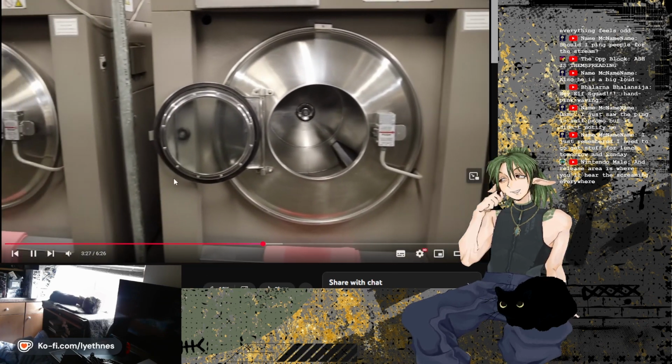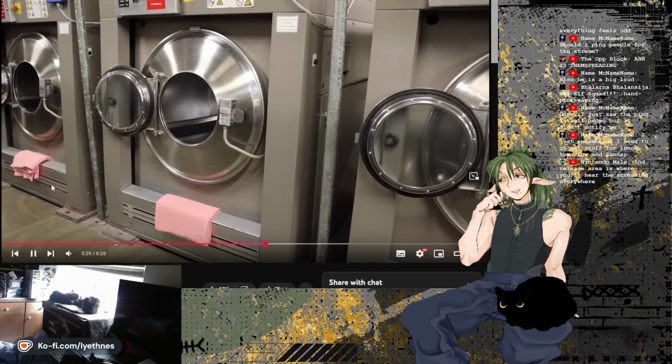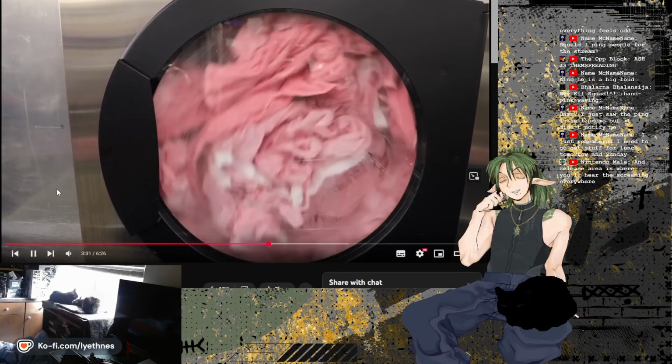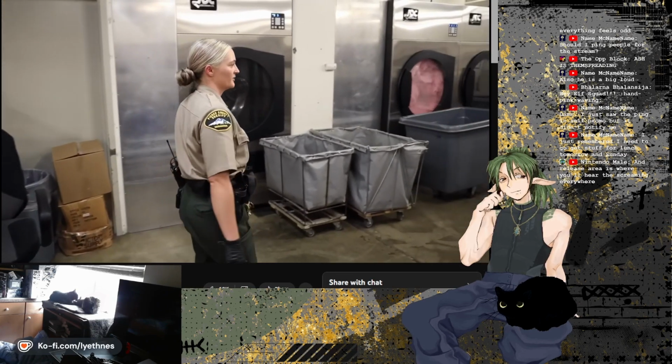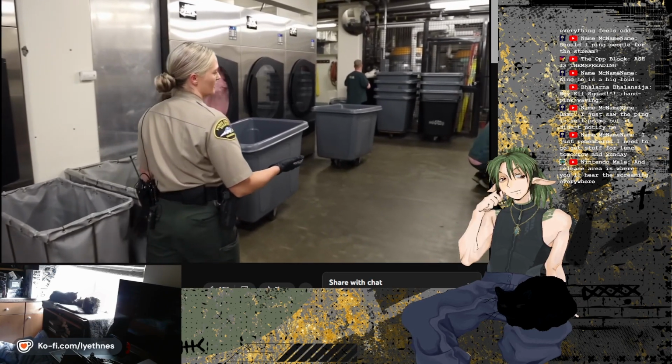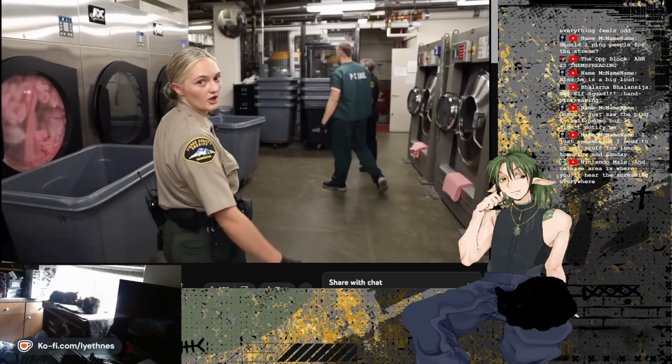So this right here is the laundry room. This is where they wash all of the inmate uniforms. The inmates are provided with clean clothes twice a week in their units, and we have inmate workers that are responsible for assisting with cleaning all of the laundry.